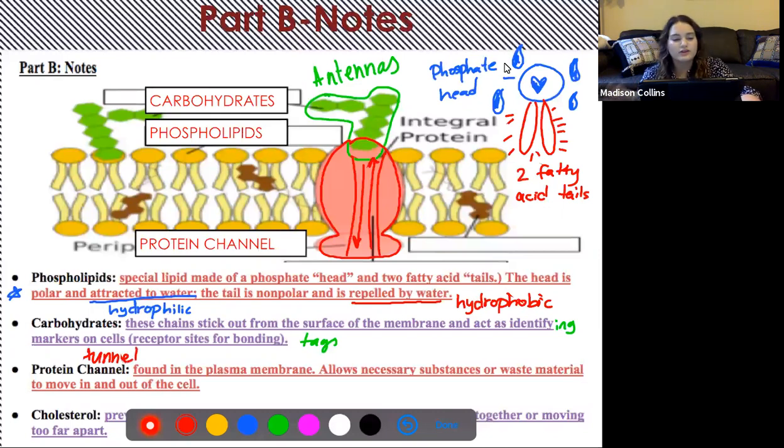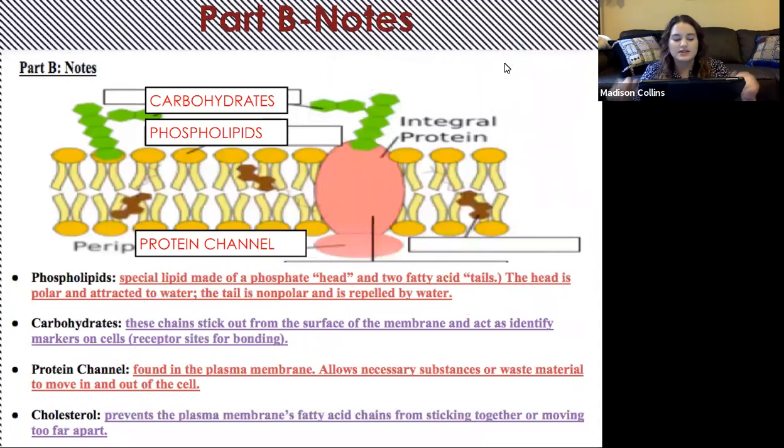Right, and the final component that we need to know is something called cholesterol. Now, you may have heard of cholesterol before, and we usually hear of it as a bad thing, right? You don't want to have high cholesterol. But in terms of your cell membrane, cholesterol is actually a really good thing. So cholesterol is going to be these little brown structures that are found scattered throughout the membrane. And what cholesterol does is it actually prevents the plasma membrane's fatty acid chains from either sticking together or from moving too far apart.